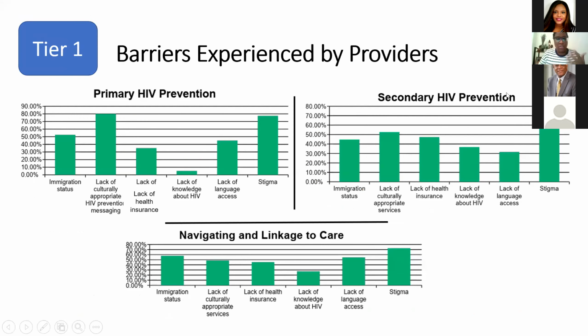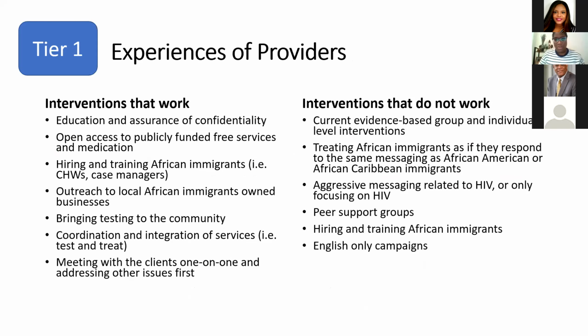This provider survey yielded some interesting information. We asked the question around what were some of the challenges or barriers that you are having in primary HIV prevention, so around outreach, education, and testing, secondary HIV prevention, and also linkage to care. And so what you see here is that stigma is really leading in all of the areas. And then you'll also see the lack of culturally appropriate HIV prevention messaging as a critical barrier, or as a need, in order to do the work.